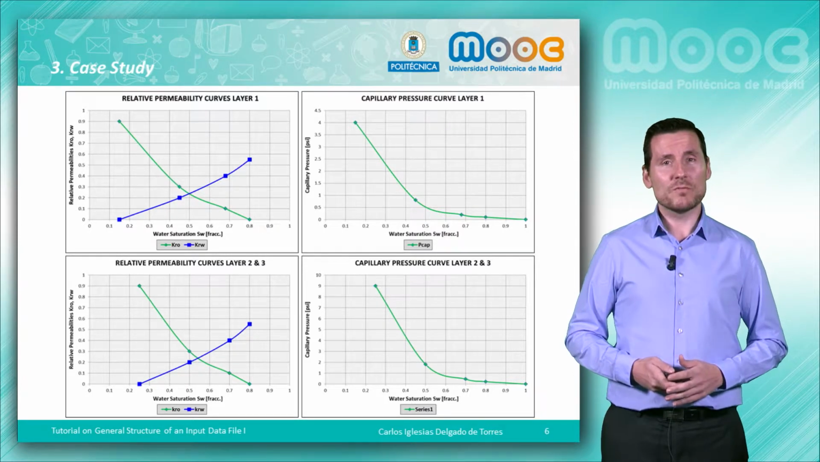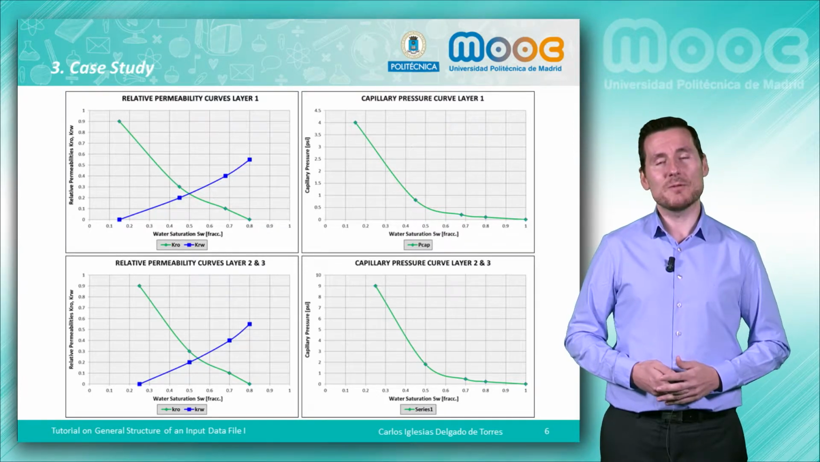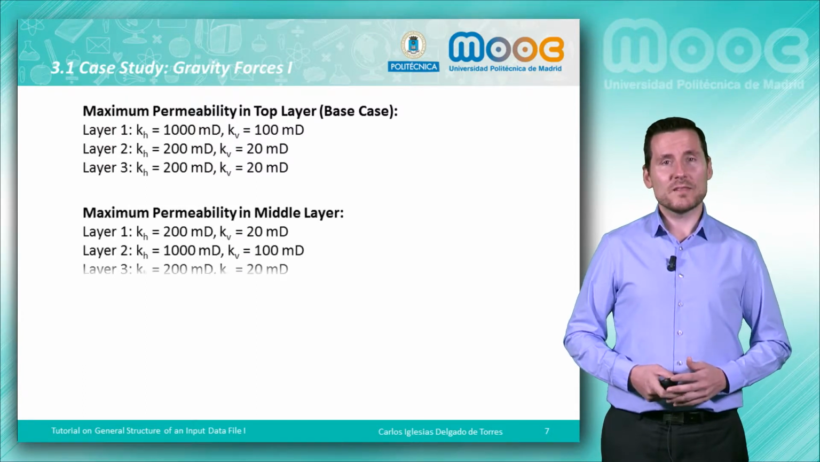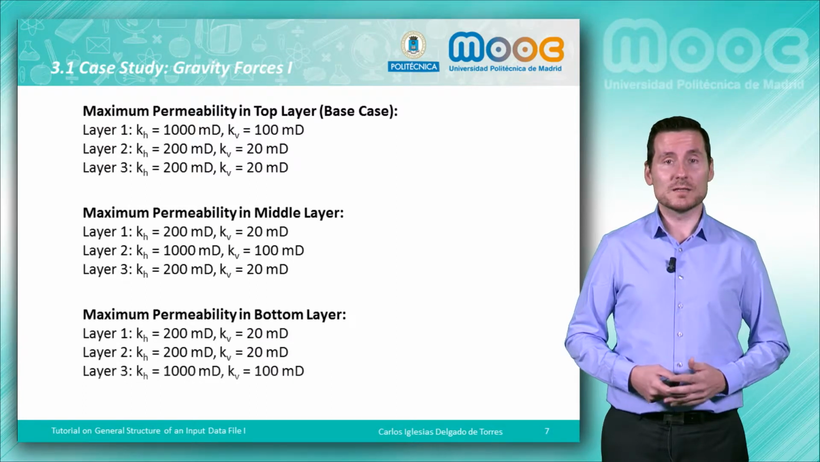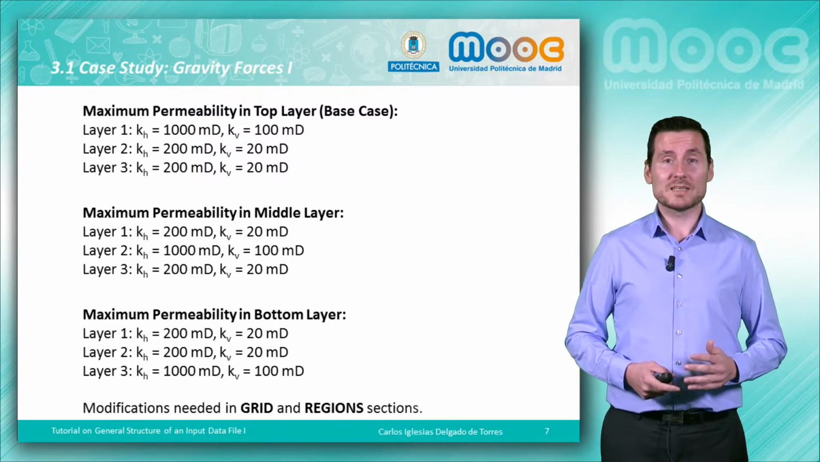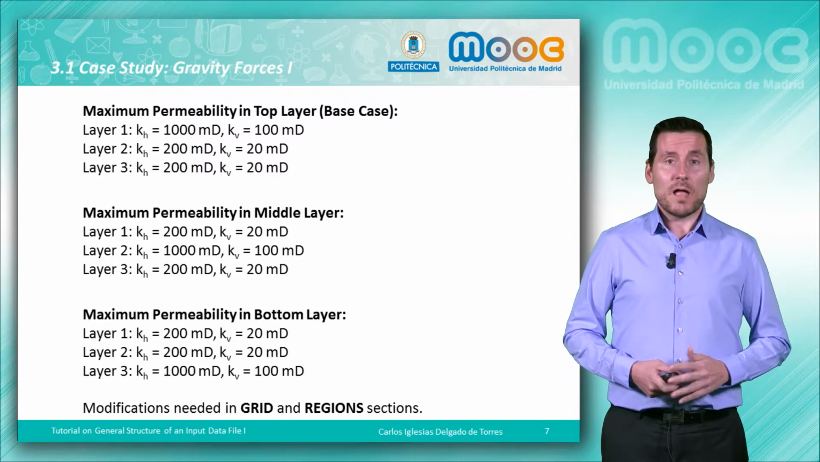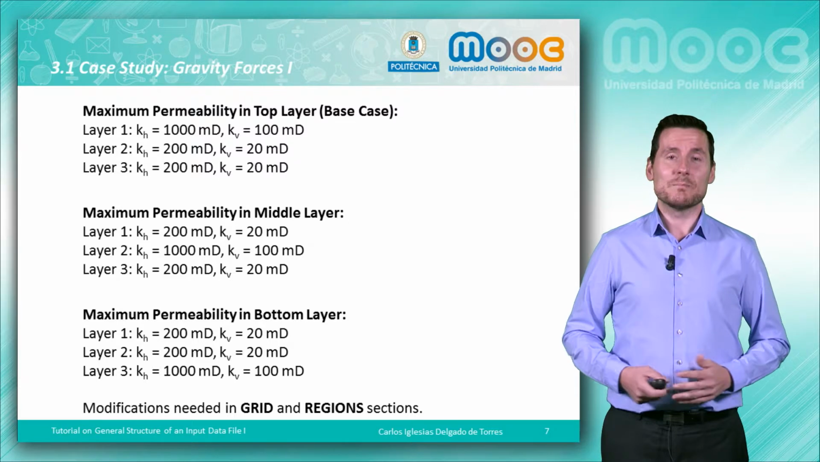Having described the model configuration, let's see the first example about gravity forces. In this example, we will study the gravity forces acting in 3 different models. The first one will be configured as described in the previous slides. It means that the maximum permeability is at the top of the layer, and from now on we will refer to this case as the base case.